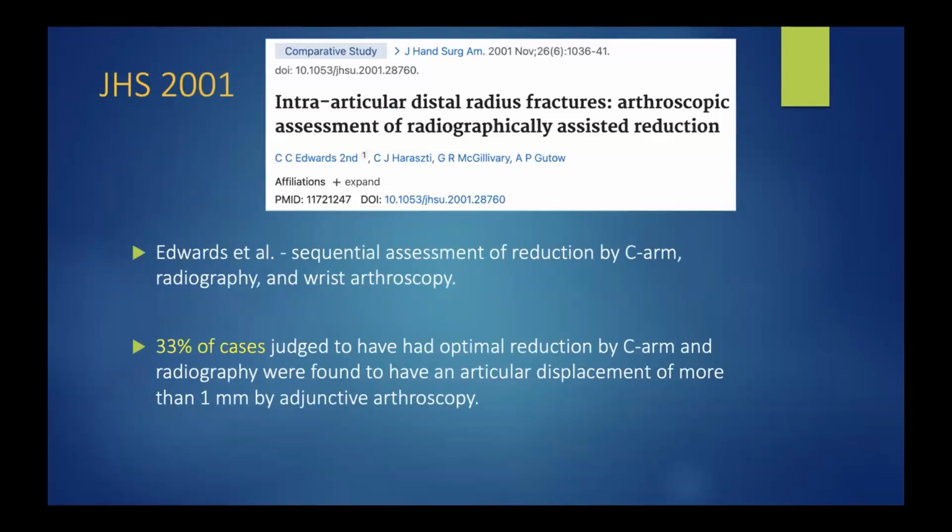This article in 2001 by Edwards et al. in the Journal of Hand Surgery was a comparative study, and he found that in 33% of the cases which were optimally reduced by C-arm, adjunctive arthroscopy showed an articular displacement of more than 1 mm. So that 33% is a huge number.